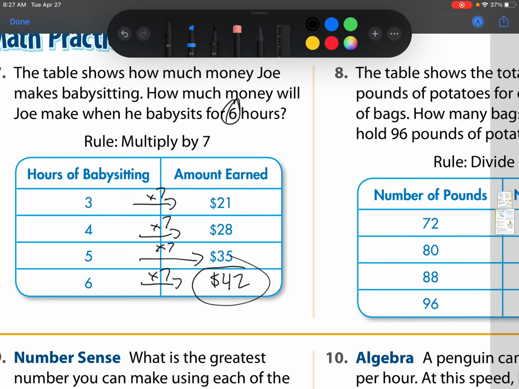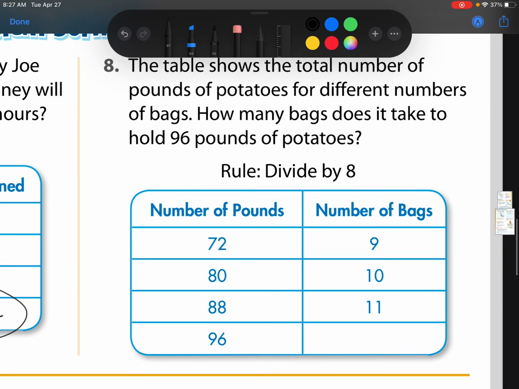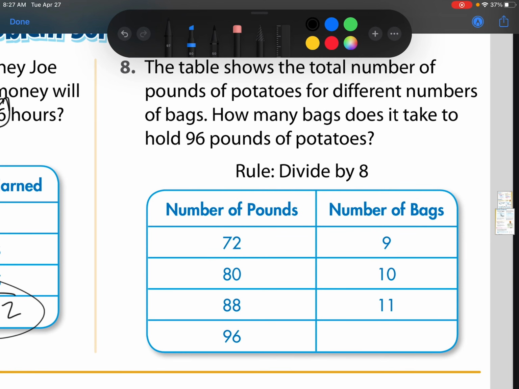So our next question, the table shows the total number of pounds of potatoes for different numbers of bags. How many bags does it take to hold 96 pounds of potatoes? So our rule is we divide by 8. So we start on the left, divide by 8. 88 divided by 8 is 11. 96 divided by 8 is 12.